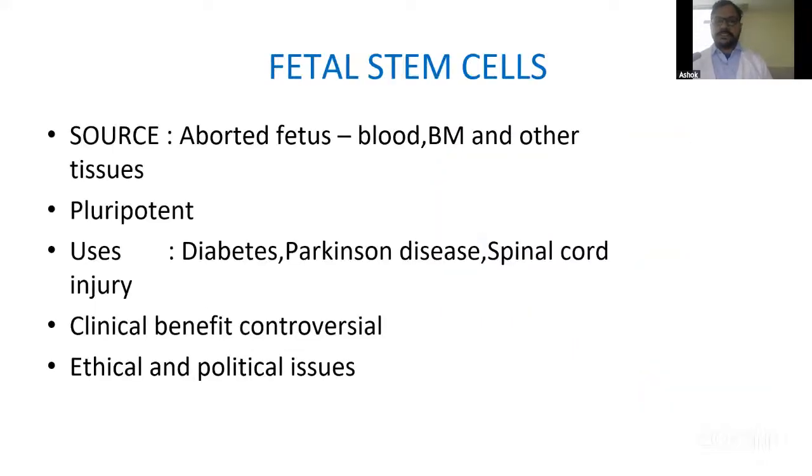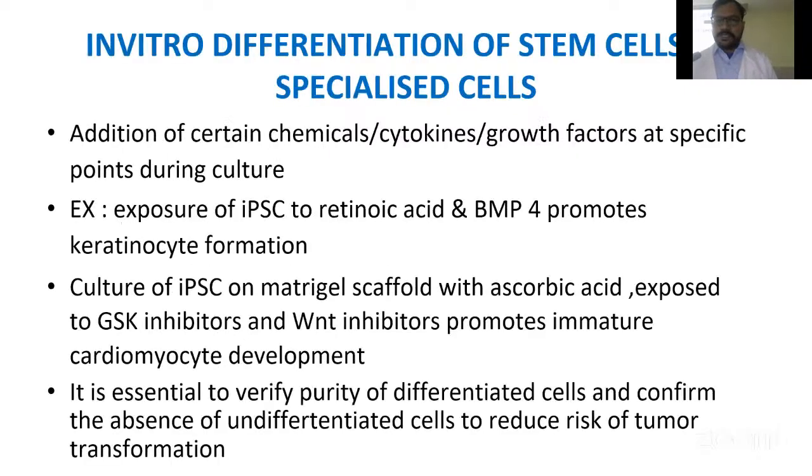Fetal stem cells source is aborted fetus and are pluripotent. Use is in diabetes, Parkinson disease, spinal cord injury. Clinical benefit is controversial, and there are ethical and political issues. In vitro differentiation of stem cells to specialized cells is done by addition of certain chemicals, cytokines, growth factors at specific points during culture. Example is exposure of iPSC to retinoic acid and BMP4 to promote keratinocyte formation.